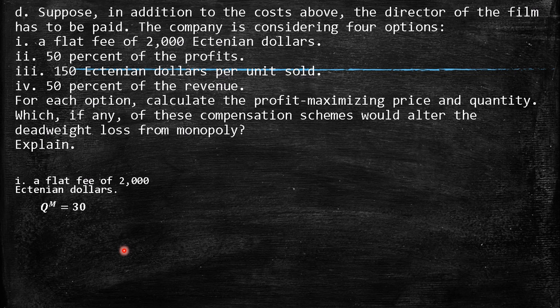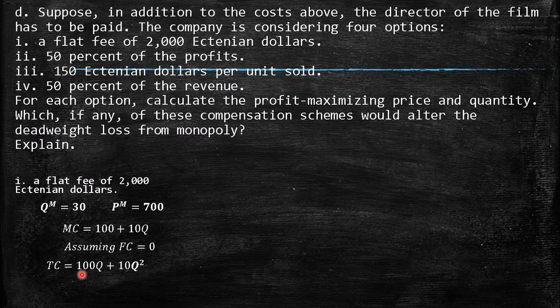Explain. So here is the first one, the flat fee. Here we have the monopoly's quantity, and here the price. Here we have the marginal cost, and here we assume that the fixed cost is equal to 0. Why? Because when we convert this one, we can say that it is 100q plus 10q squared, and when we derive this part, we should get this one.